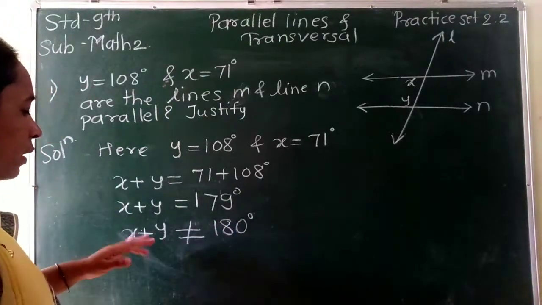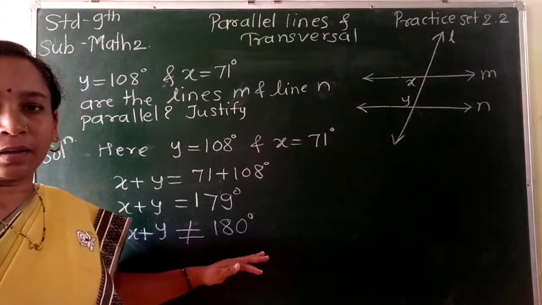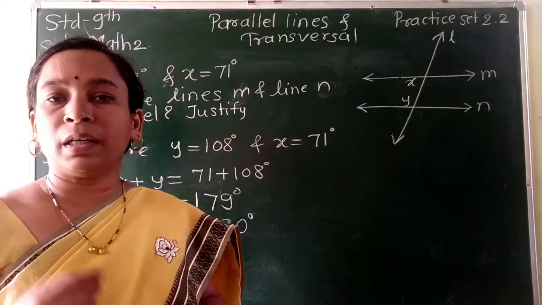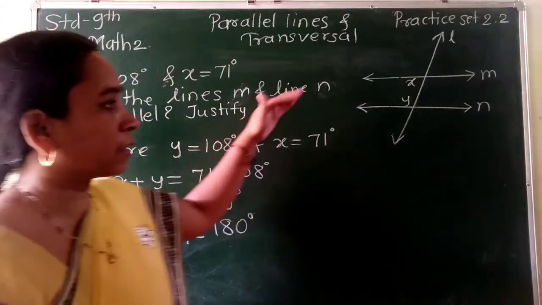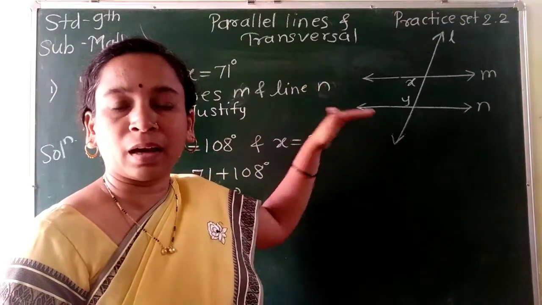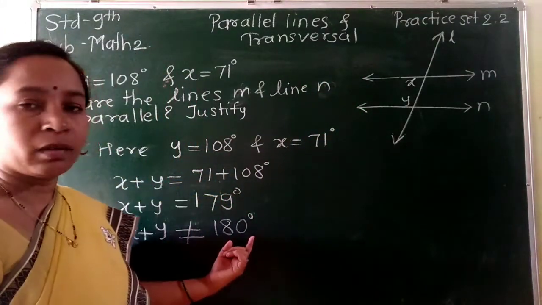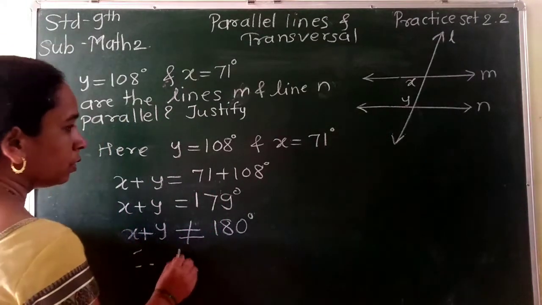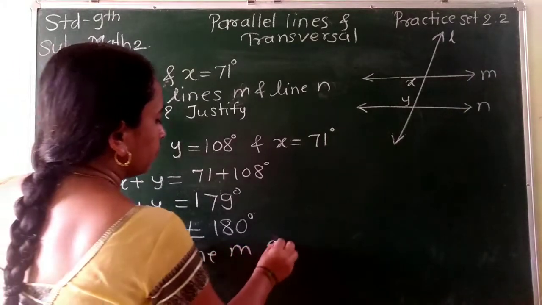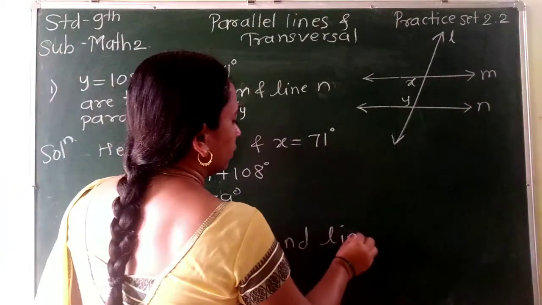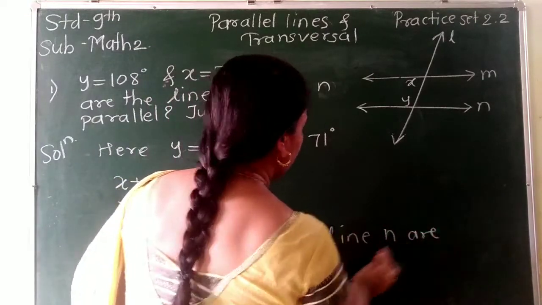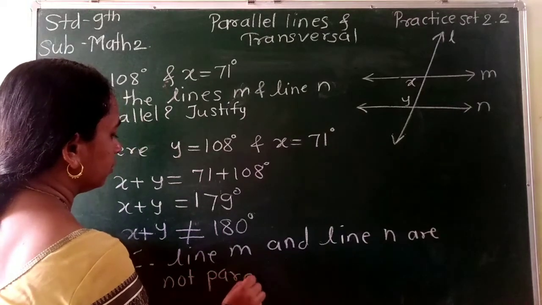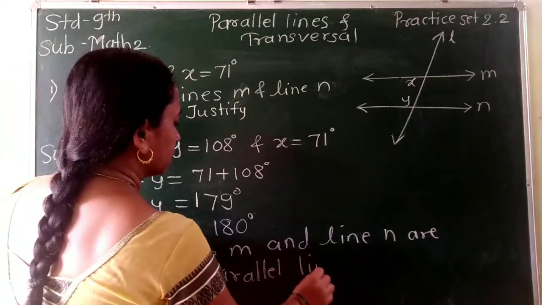Suppose we get that x plus y is equal to 180 degrees. In that case we can use the interior angle test and say that line M and line N are parallel. But here we did not get 180. It is less than 180. Therefore, line M and line N are not parallel lines.